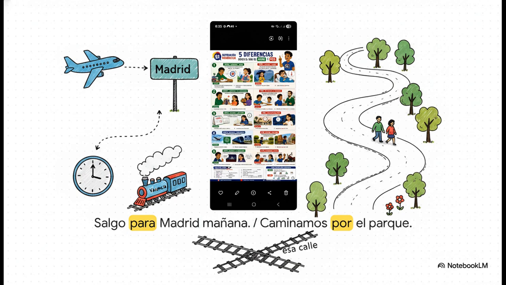If you're boarding a flight with a final target in mind, you say, salgo para Madrid mañana. I leave for Madrid tomorrow. But if you're just wandering along a path, enjoying the day, you say, caminamos por el parque. We walk through the park. The park isn't the final destination. It's just the area you're moving through. It's like taking a train para Valencia, but passing por esa calle right through that street to actually get there.